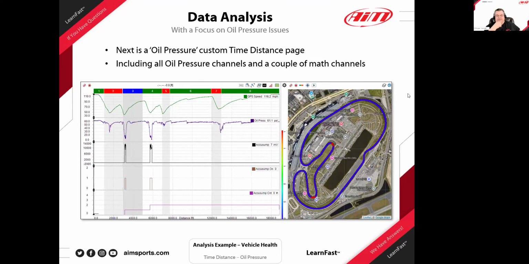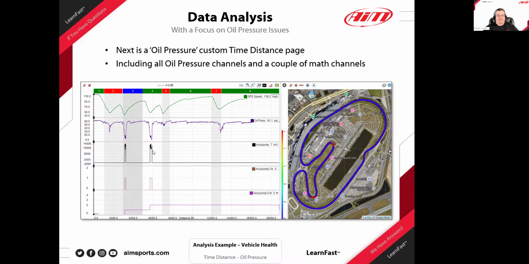The next thing that I wanted to show him, and we chatted about this on a Zoom call, is that I created an oil pressure custom time distance page. I hit the custom channel, and I set it up as a typical time distance page with the map, but it's all about oil pressure things. And of course, I typically put my speed trace at the top always. It just helps me understand where I'm at. I just glance at that and I know where I'm at on the track. And then his oil pressure, and you can see the drops where they're happening. There's 4 of them here.